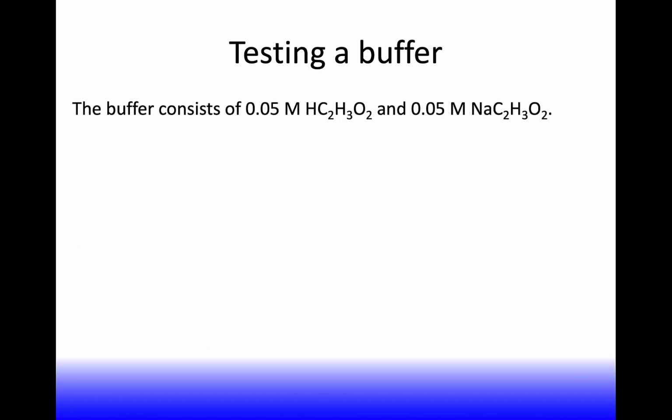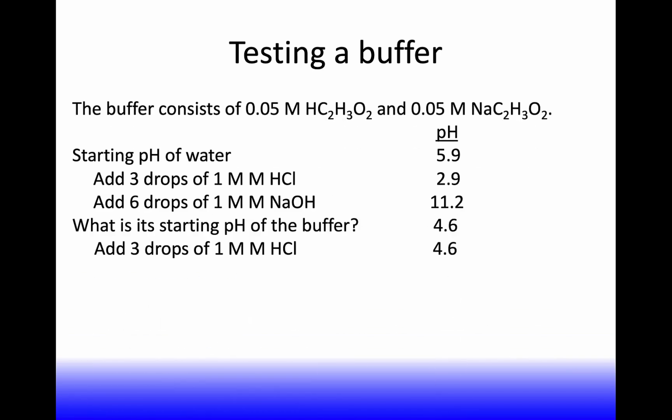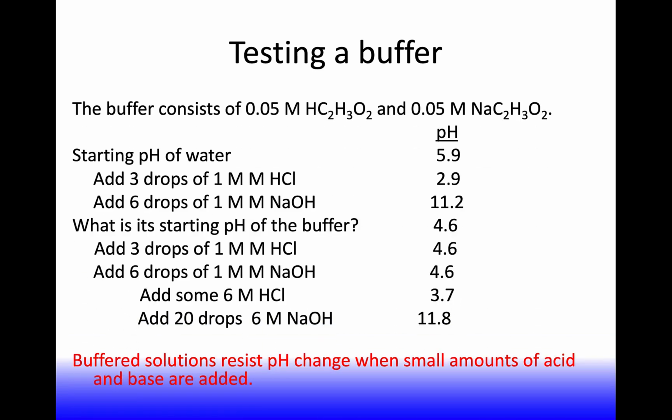And then we also tested in the video the acetic acid sodium acetate buffer system. So the water here, the starting pH was about 5.9. If you add 3 drops of HCl, it drops to 2.9. Then I put some base in, 6 drops of 1 molar sodium hydroxide, went up to 11.2. So you can see it does not buffer the solution, the pH changes.